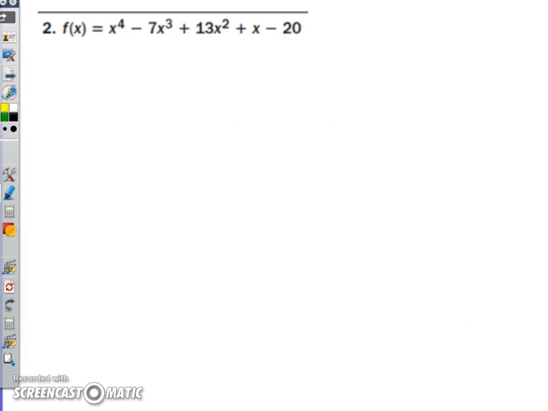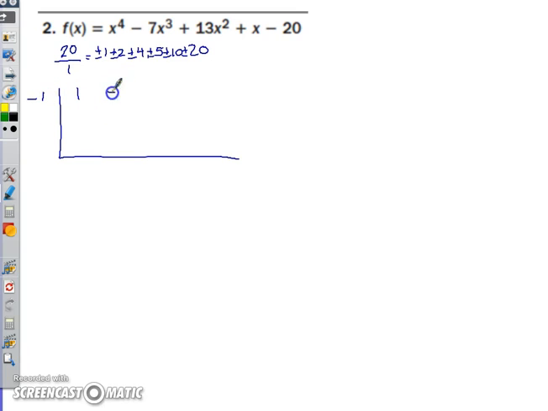Continuing with example 2, we need factors of 20 over 1. So that's going to be 1 and 20, 2 and 10, 4 and 5. Remember, these are all plus or minus, right? And we have to synthetically divide, but we don't have to put any placeholders in because all of our exponents 4, 3, 2, 1 are there. And I'm going to tell you, so we can get through this, that one of the factors is -1. So we're going to put 1, -7, 13, 1, -20.